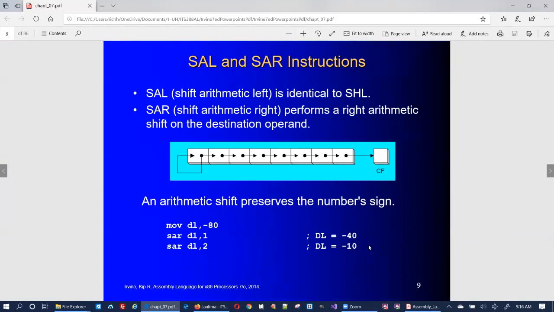The arithmetic left shift and the arithmetic right shift are the same, except the left shift is identical to the logical left shift because you don't have to worry about sign extension. But the SAR, the arithmetic right shift, is not the same as the SHR because you're doing sign extension, you see.